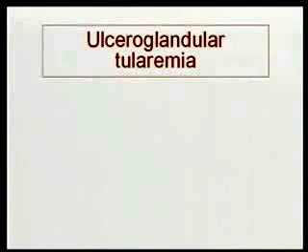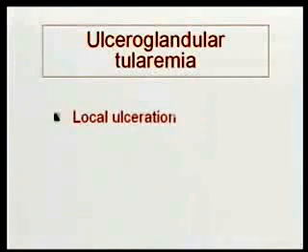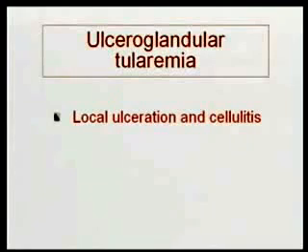So let's get on with finishing up the tularemia. I told you the most common form of tularemia is ulceroglandular, and the symptoms are local ulceration and cellulitis. Cellulitis is inflammation of the muscles. Okay, local ulceration and cellulitis.